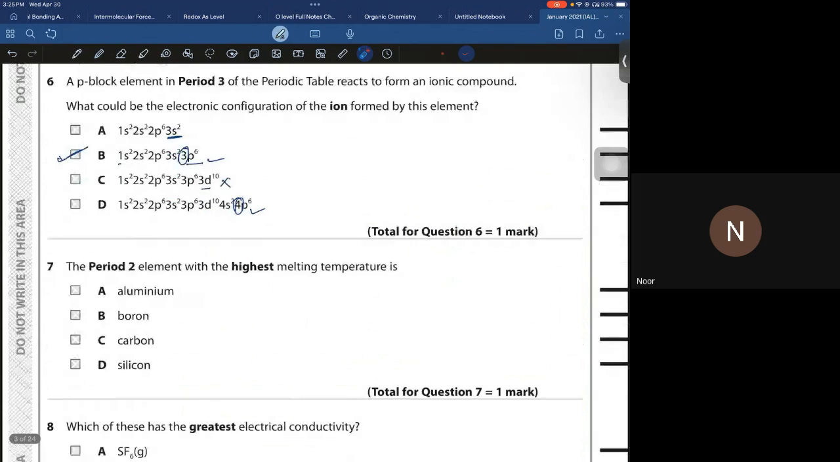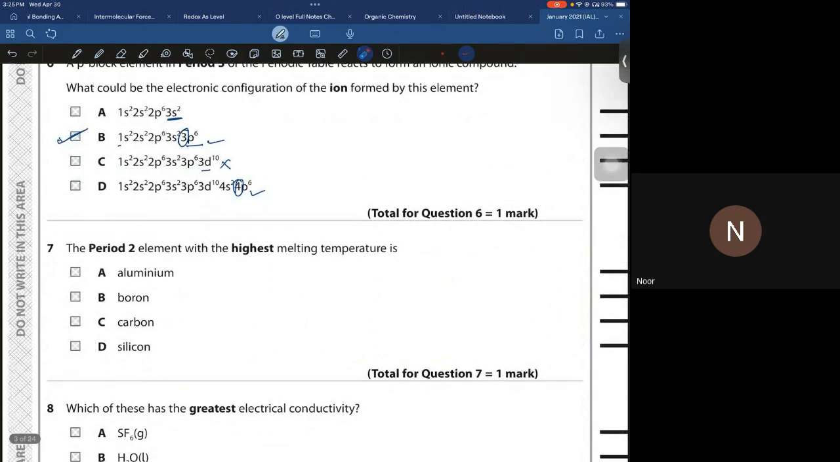Okay, question 7. The period 2 element with the highest melting temperature. What is the trend of melting and boiling point? It decreases across the period, because when we go from left to right, we are going from metal to non-metal. Generally the melting and boiling points of metals are higher than those of non-metals. So we have aluminium, then boron, then carbon, then silicon.